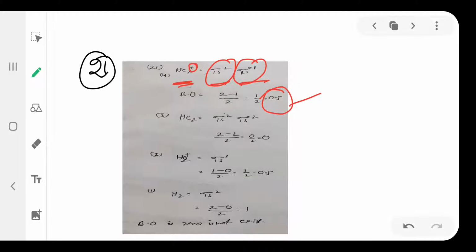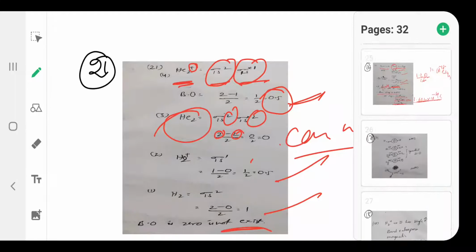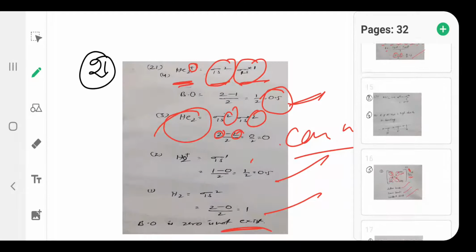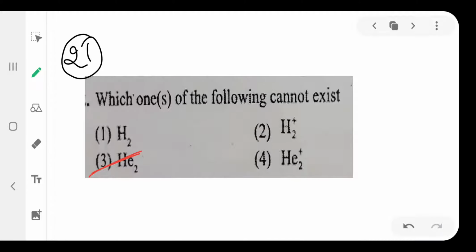So it can exist. He2 has 4 electrons, 2 bonding and 2 anti-bonding. Bond order is (2 minus 2) by 2, which is 0. Bond order 0 means it does not exist. The others also exist, with bond order 1 for this one. Here the bond order is 0, so it cannot exist. The option is He2. He2 does not exist.